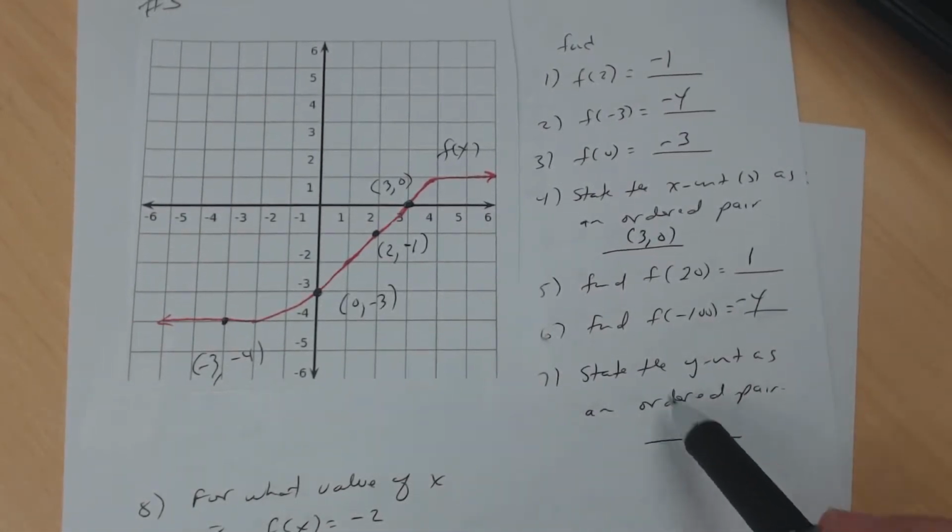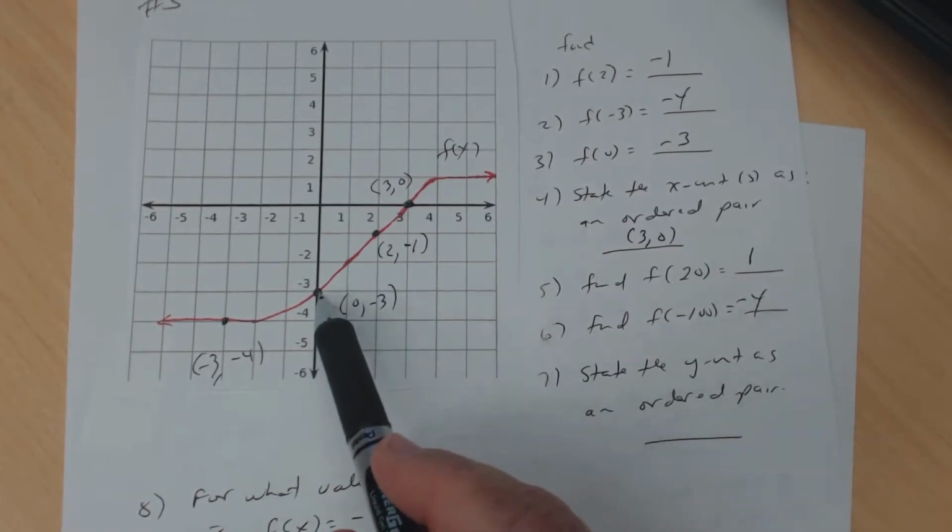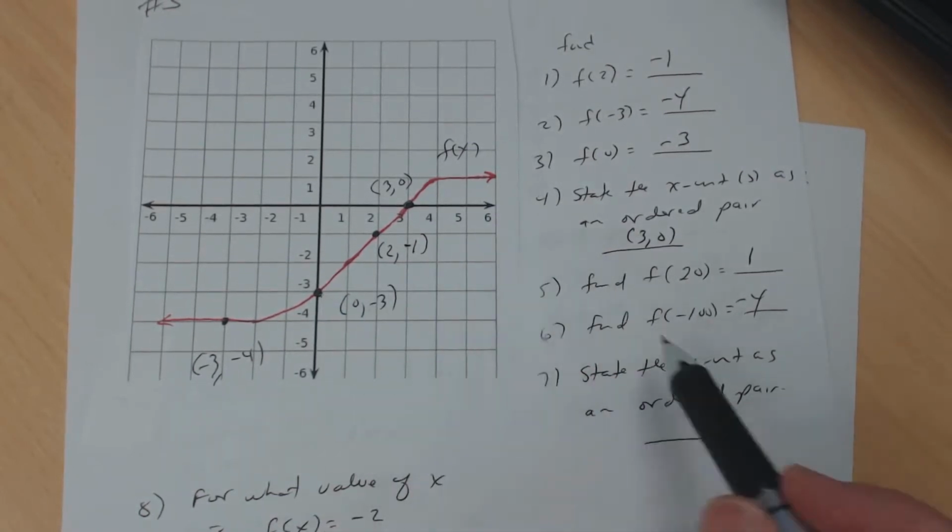Okay, state the y-intercept as an ordered pair. There's only one y-intercept. That's this one. We already found it. So 0, negative 3.